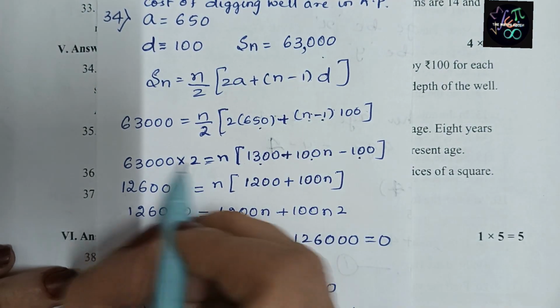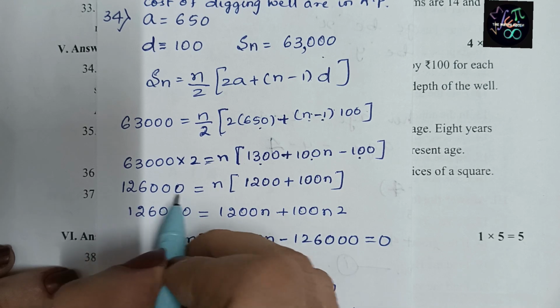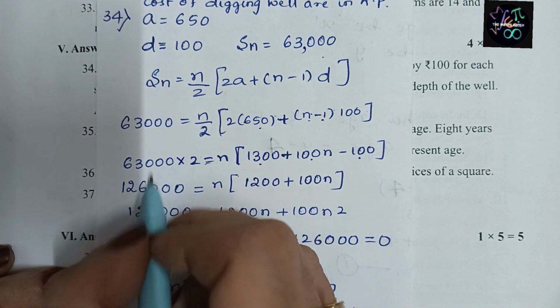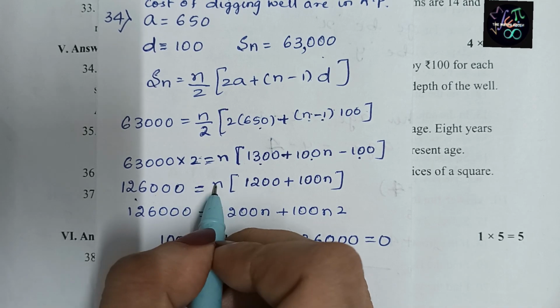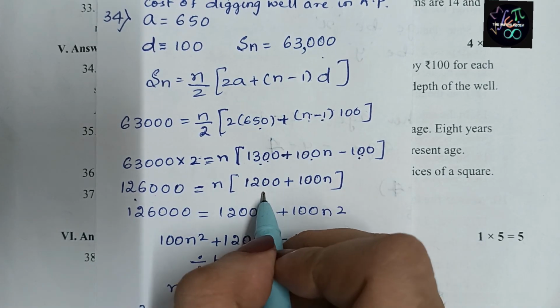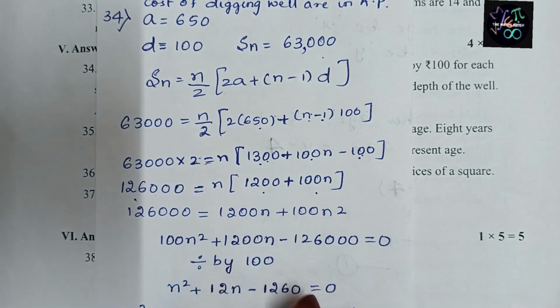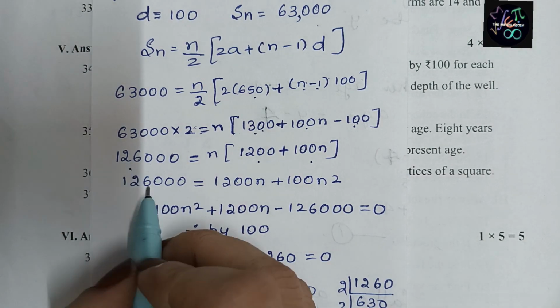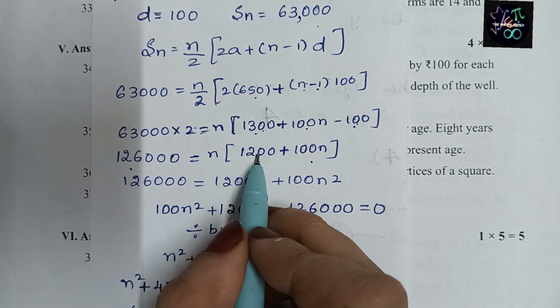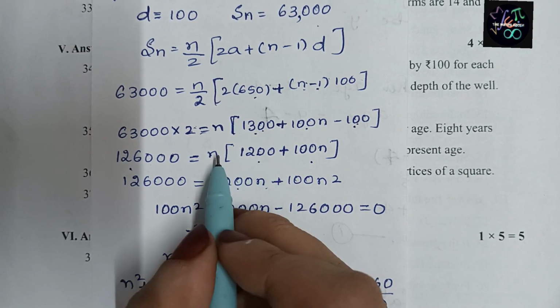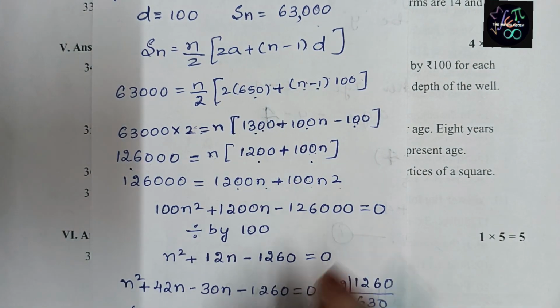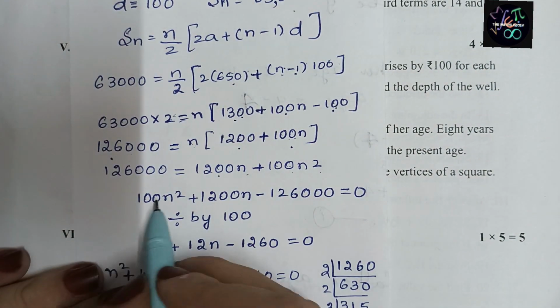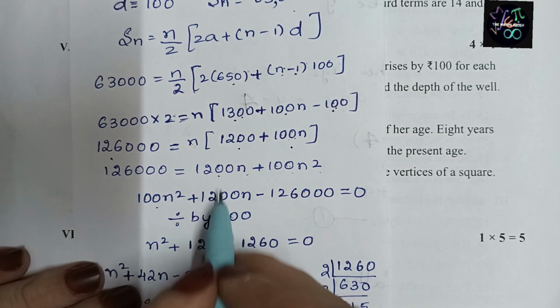If we multiply by 2, 63,000 times 2 is 1,26,000, equals n times (1300 minus 100 is 1200, plus 100 n). Now the 126,000 as it is, n into 1200 is 1200 n, plus n into 100 n is 100 n square. Let us write in a proper form: 100 n square plus 1200 n.